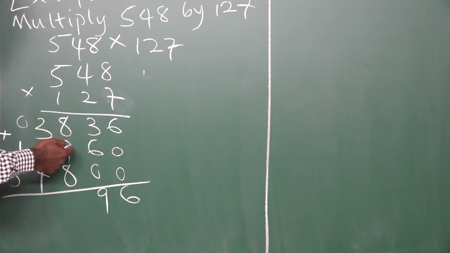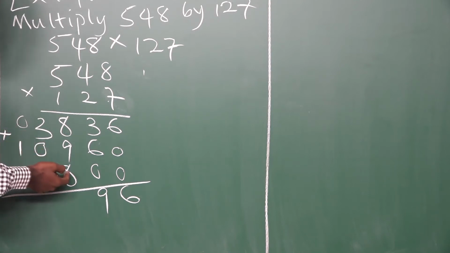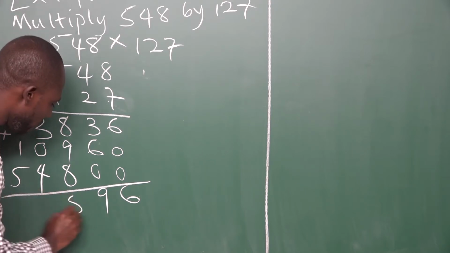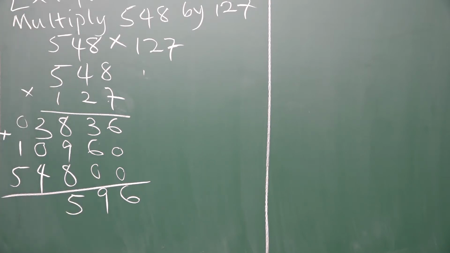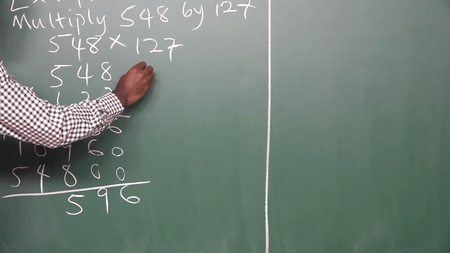8 plus 9 will give us 17. So if we now add 17 to 8 that we have here, it will give us 25. So we have 5 and we will carry 2 away. We'll keep 2 aside.